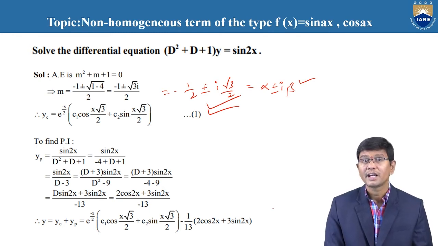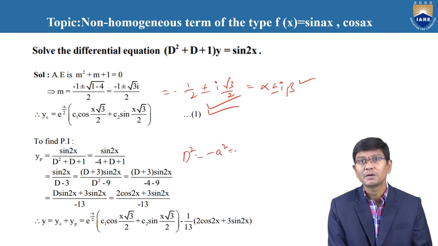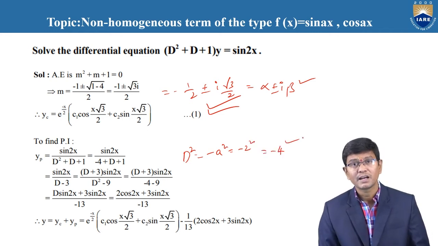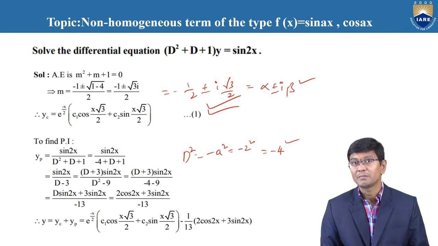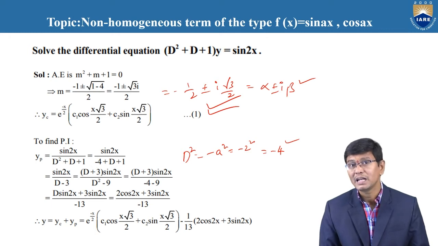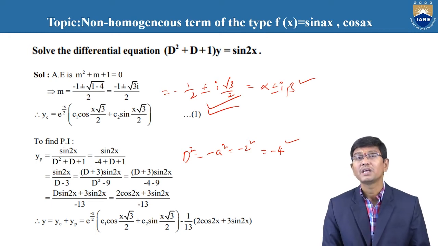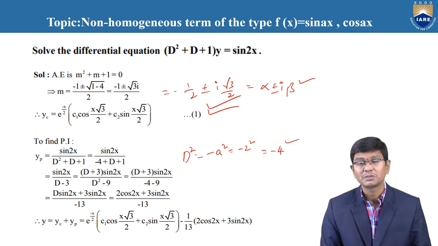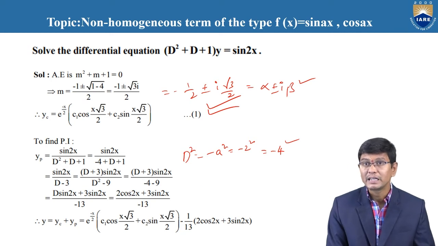According to type 2, you need to replace D square with minus a square as the procedure. Therefore, D square is equal to minus a square, which is minus 2 square, equal to minus 4. Therefore, wherever D square appears, you replace it with minus 4, so the denominator is minus 4 plus D plus 1. After that, you obtain sin 2x by D minus 3. Once again, we rationalize with D plus 3 by D plus 3. Therefore, the numerator is (D plus 3) into sin 2x, and the denominator is D square minus 9.